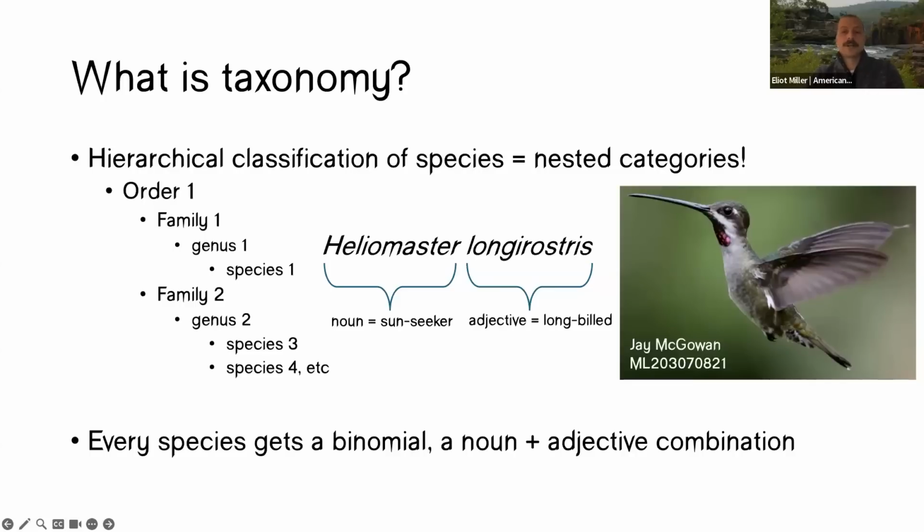So these are organized into genera. Species are grouped into genera. Genus is a single one. Genera is the plural. Heliomaster in this case is the genus, right? Genera are then organized into families, families into orders, and orders into classes. This is a hierarchical classification system, nested categories.